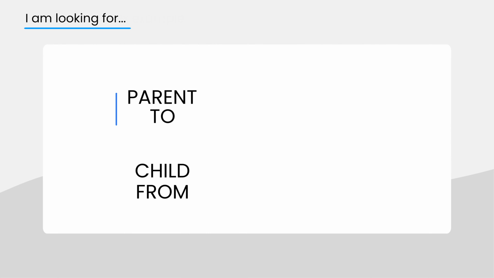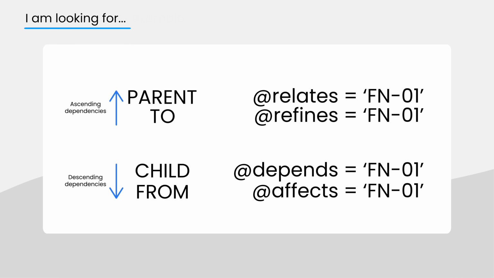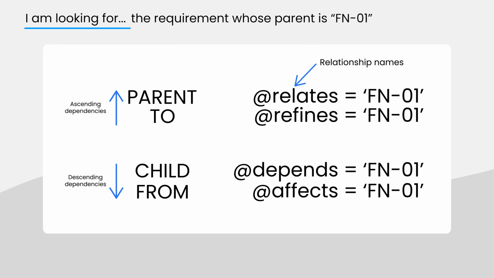Here's a quick overview, seen in the previous video, to remember which terms to use for ascending relationships and descending relationships. A common mistake when searching for the parents of a requirement is to start the query with parent equals your key. This is not searching for the parent of the key, but rather the requirement whose parent is fn1.